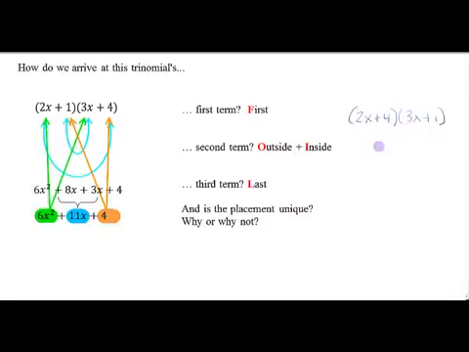We have a 2x times 3x is 6x squared. We have the outside is a 2x. We have the inside is a 12x. And the last is a 4. So when I collect my like terms, I have 6x squared plus 14x plus 4. And this is not what our trinomial was, so definitely the placement is unique.